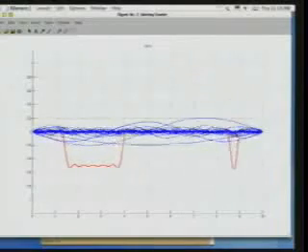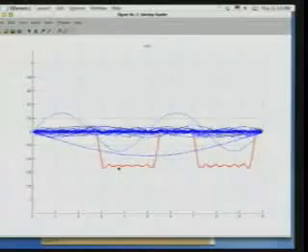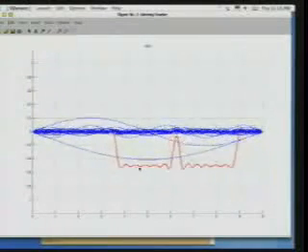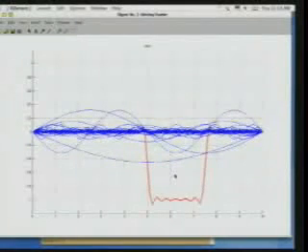Now this one is coming back. There it is. And this one is already on its return. And of course they're going to meet again. And now we are 1/2 period of the fundamental later. And now look. This now is the first harmonic.